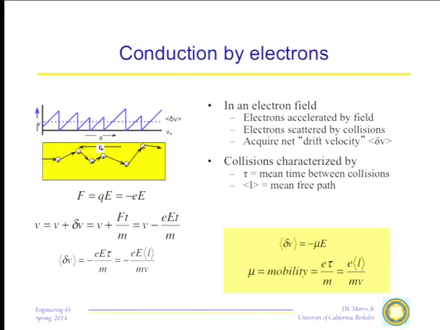And this is the equation that you'll see in all of your typical physics books when this kind of phenomenon is discussed. Another way to look at that is instead of talking about the time between collisions, I can talk about the mean free path between collisions. How far does the electron travel between successive collisions?